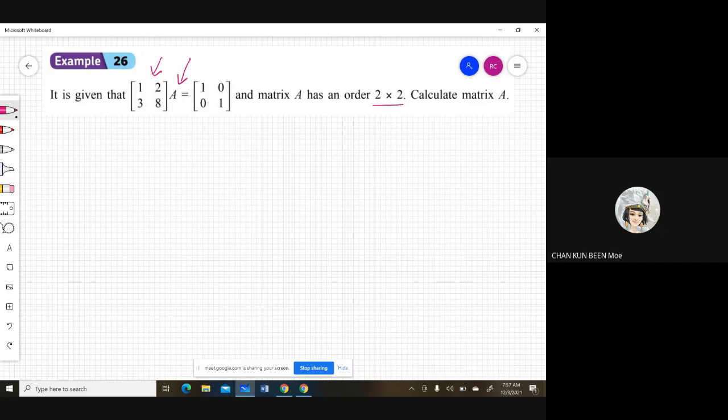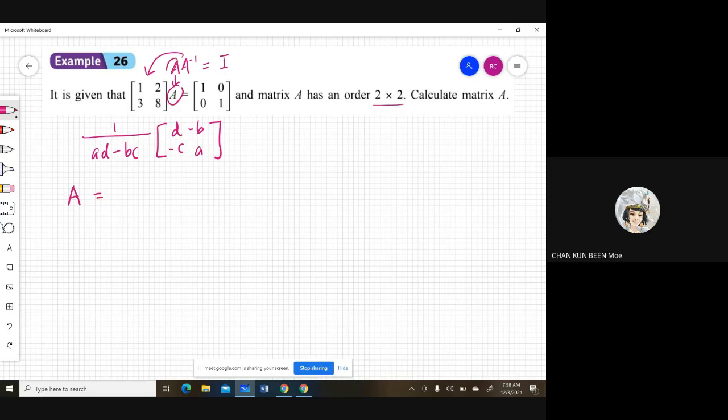Which means over here, you still remember A multiplied by the inverse matrix of A gives you an identity matrix. So if A is given over here, you are looking for the inverse matrix. To look for the inverse matrix, you have to use the formula of 1 over AD minus BC, multiplied by D, negative B, negative C, A. So we are going to substitute all the values over here.